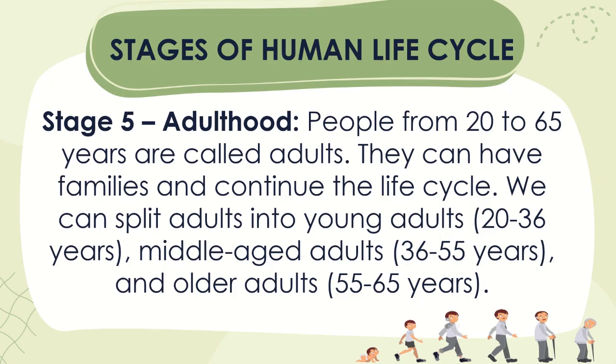Next is the adulthood. People from 20 to 65 years are called adults. They can have families and continue the life cycle. We can split adults into young adults 20 to 36 years, middle-aged adults 36 to 55 years, and older adults 55 to 65 years.